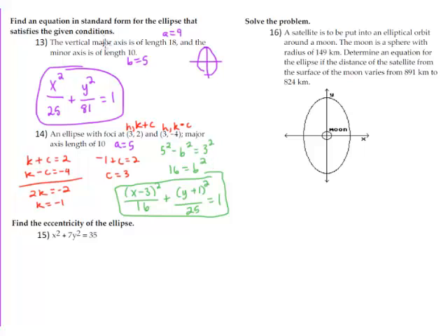The eccentricity of an ellipse, e equals c over a, so we've got to find c and a, and we've got to start off by putting this in standard form. That gives you x squared over 35 plus y squared over 5 equals 1. So we know a squared and b squared, so we can subtract them to find c squared. That gives you 30 for c squared, and c is the square root of 30.